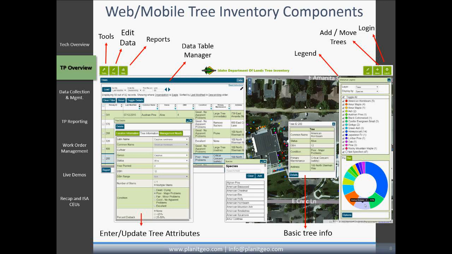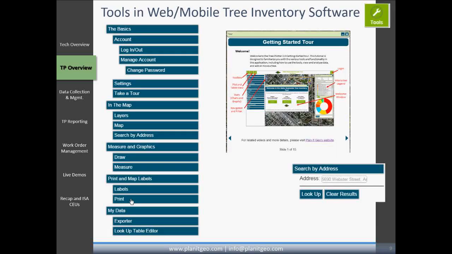So moving right along here. Under tools, you have a lot of different tools at your disposal. They're broken up into 5 different groups: the basics, in the map, measure and graphics, print and map labels, and my data. The basics will have a lot of your basic account administration type things, logging in and out, managing your account, like changing your password or changing your username or email. Settings will have things like being able to toggle on and off different features. And then we include a take a tour PowerPoint slideshow with all of our apps to just get you started in the right direction.